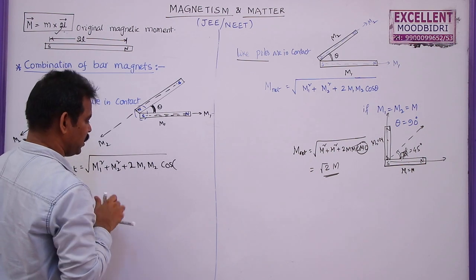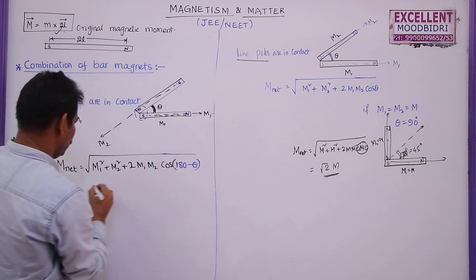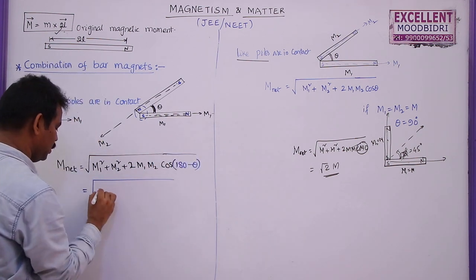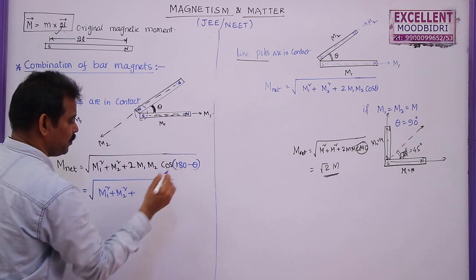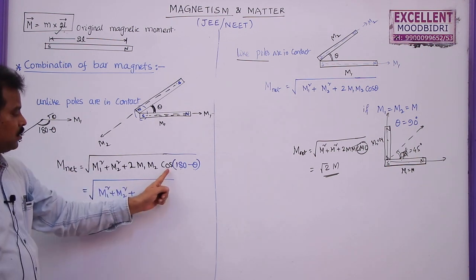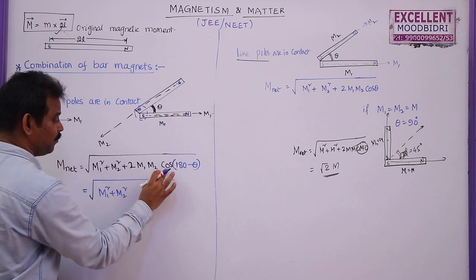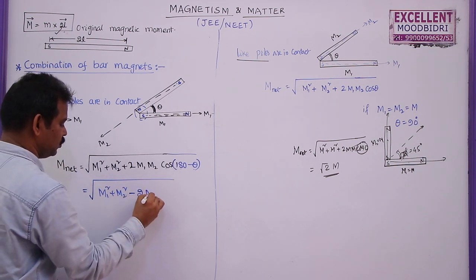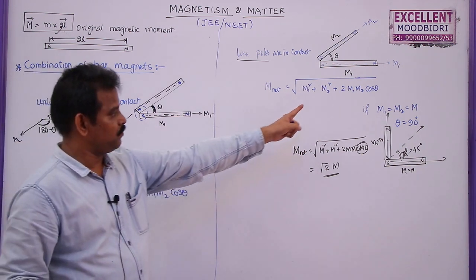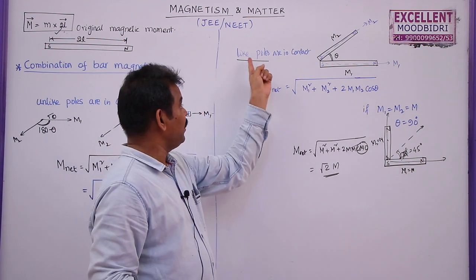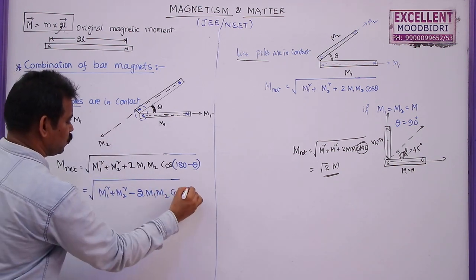So this I am going to write as 180 minus theta. So this can be written as root over M1 square plus M2 square plus 2 M1 M2 cos 180 minus theta. It is in the second quadrant, where cos is negative, so this will become minus cos theta. So if you multiply this with 2 M1 M2, this is minus 2 M1 M2 cos theta. Remember, here I got plus 2 M1 M2 cos theta when like poles are in contact. With unlike poles in contact you will get minus 2 M1 M2 cos theta.